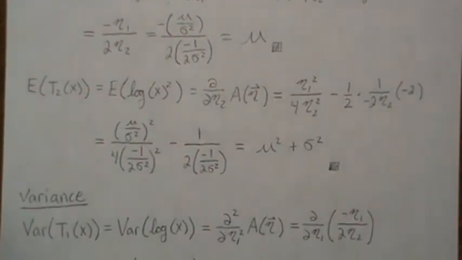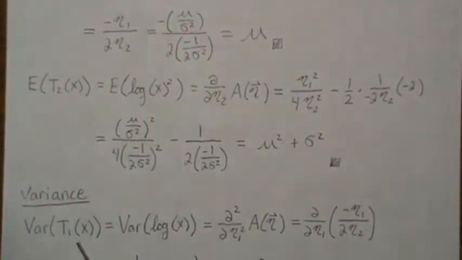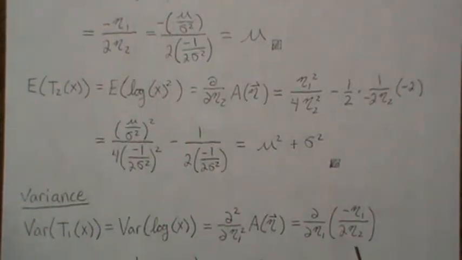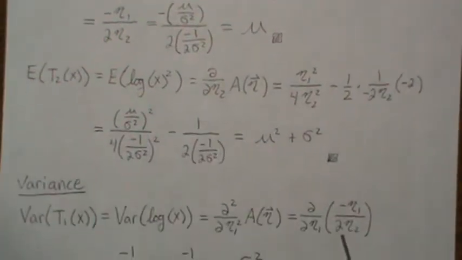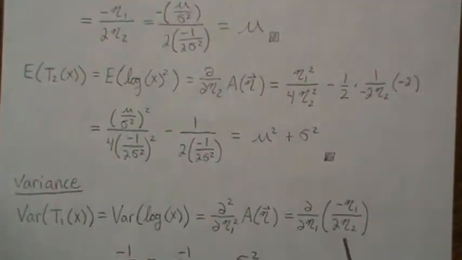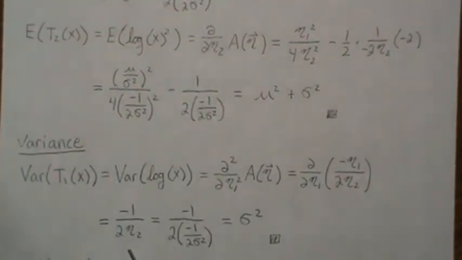Now the variance of our first sufficient statistic, so it's the variance of the log of x, that's the second partial derivative with respect to eta 1 of our log partition. Now we already took the derivative once with respect to eta 1 right here. So let's just plug it in and then take the derivative again, and we get this. Then we plug in what we know about eta 2, which is this, simplify, and we get sigma squared.